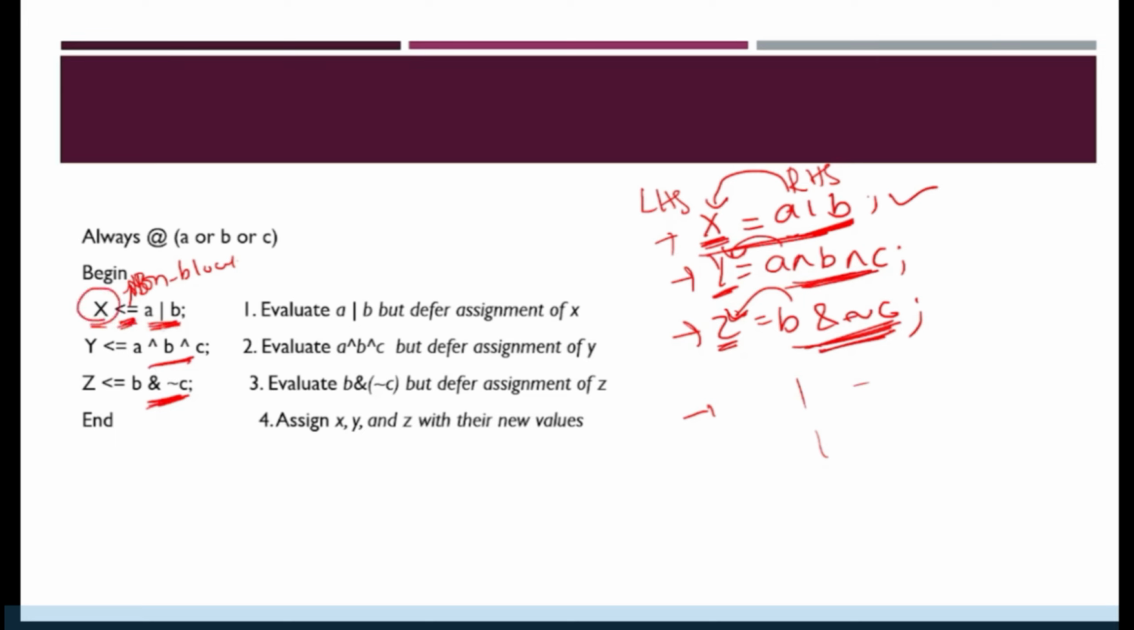Next it goes to ax or bx or c. Evaluation is done, assignment is not done. B and negation of c, evaluation is done, assignment is not done. So after evaluation of b and negation of c, the assignment for these statements, x, y and z, takes place. So now the assignment is done to x, y and z with their new values. This is how the execution is done.